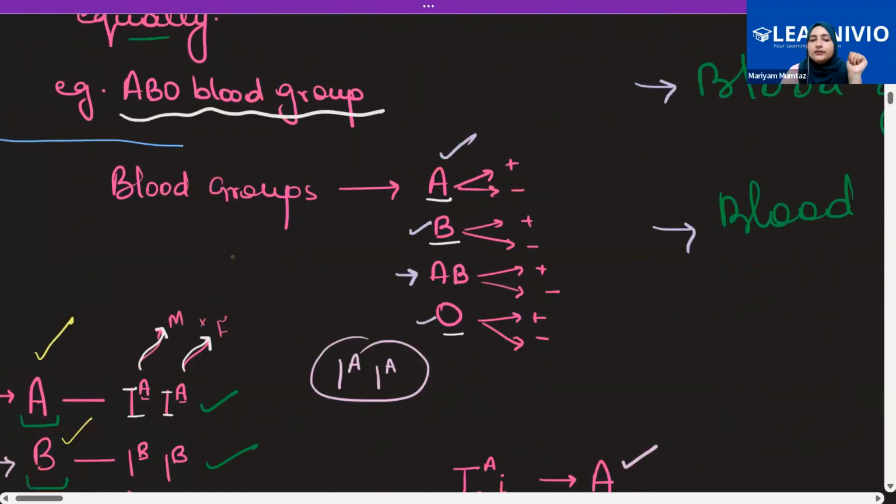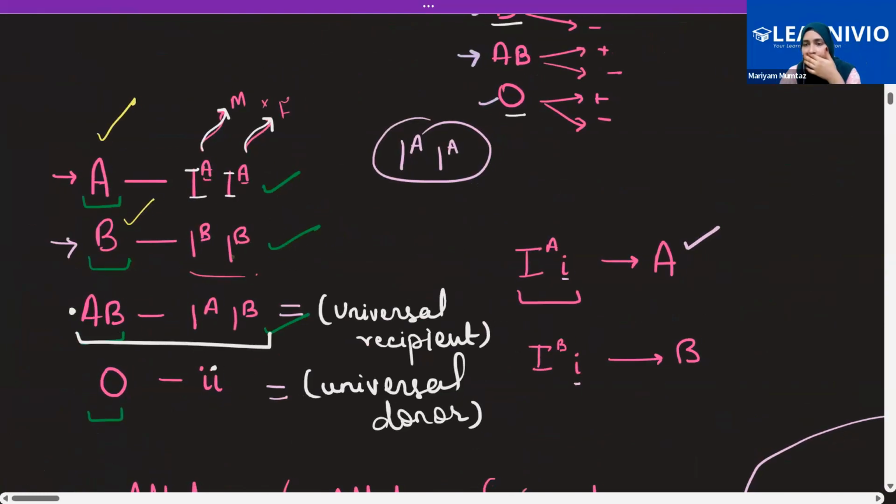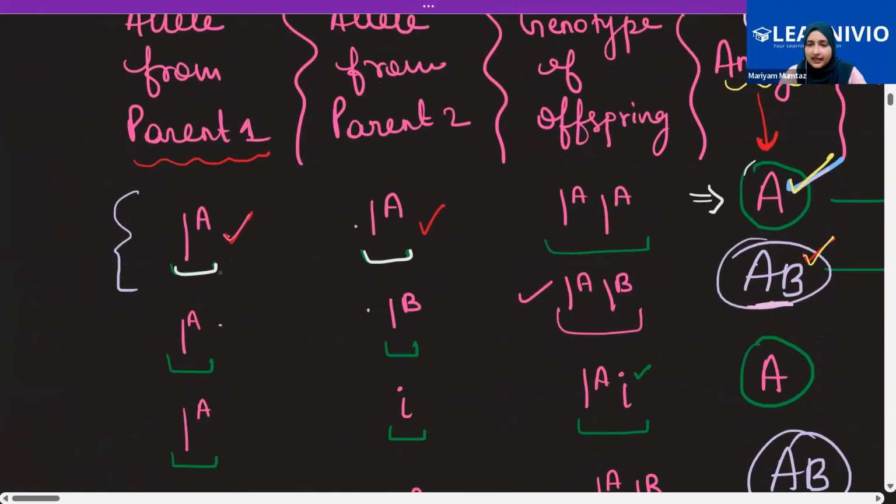Now, do all the RBCs contain antigens? Not all of them. I'll show you how.